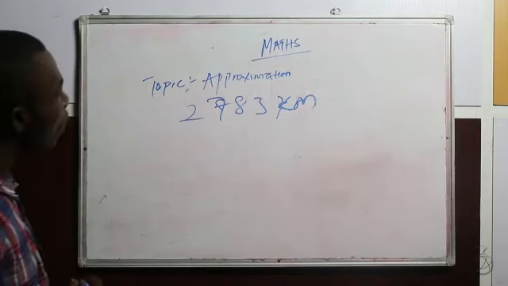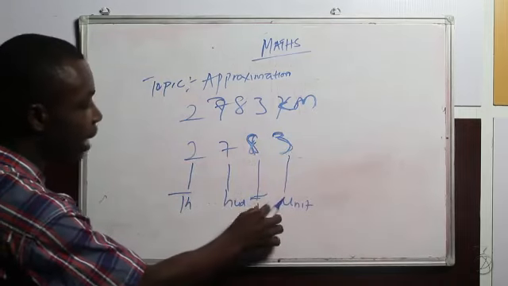We discover that the abacus gives us knowledge of how to count numbers. We remember in JS1 when we dealt with the abacus, where we have thousands, hundreds, tens, and units. And they say approximate 2783 kilometers to the nearest 10. We are dealing with tens, which is 83. 83 is about 10 because this is tens and units.